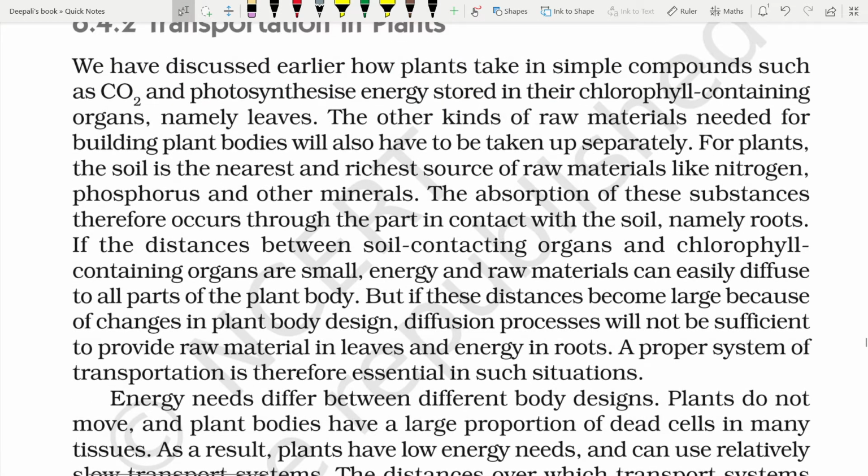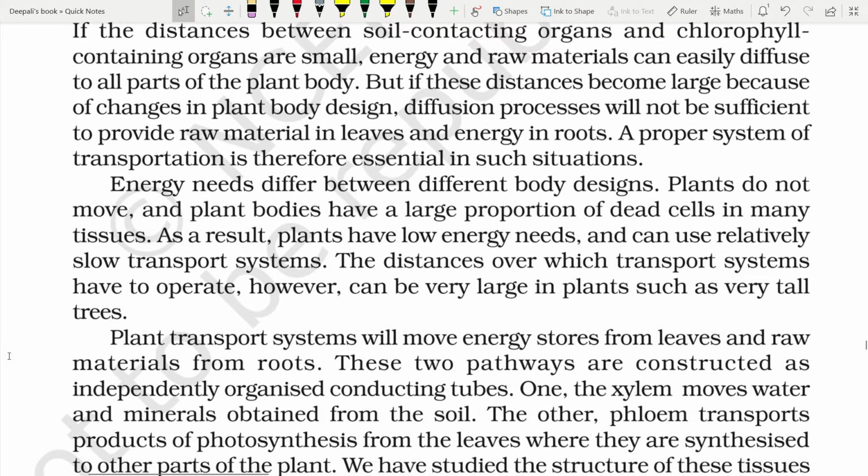So same like animals, plants also need a complex coordinated system for transportation of carbon dioxide and food, that is glucose produced in the leaves, and water, which is a requirement for the process of photosynthesis, from the roots to the leaves. Energy needed differs between the body designs. Plants do not move and plant bodies have a large portion of dead cells in many tissues. As a result, plants have low energy need and can use a relatively slow transport system.